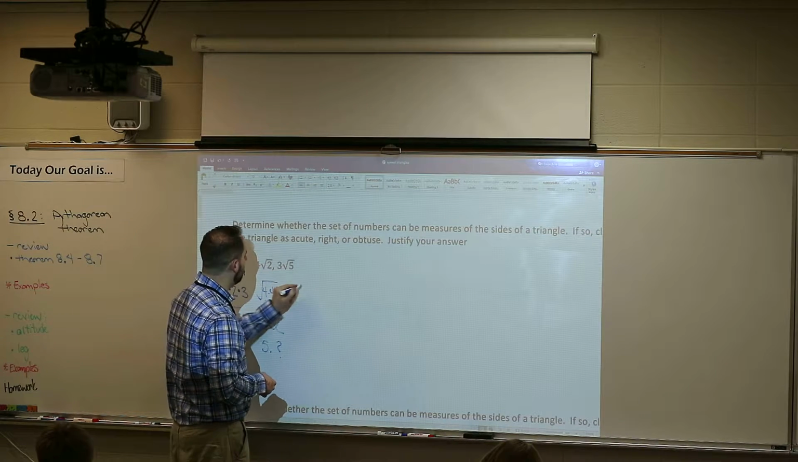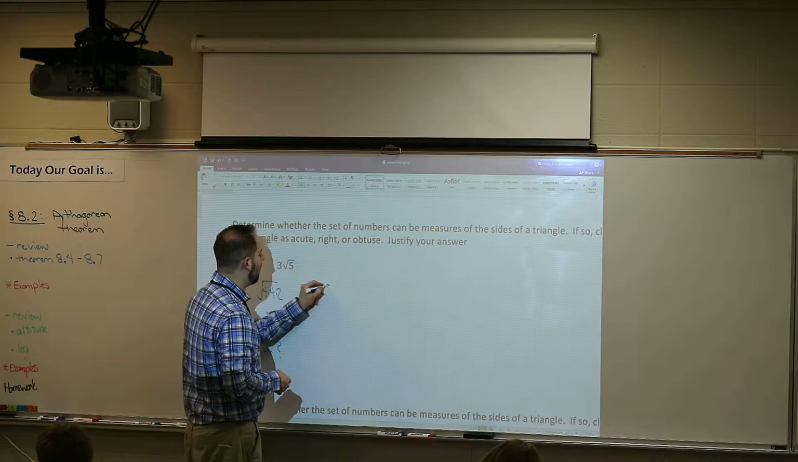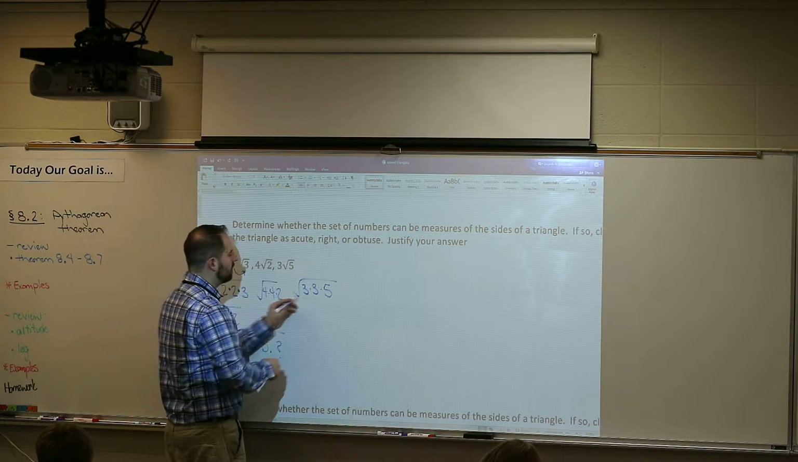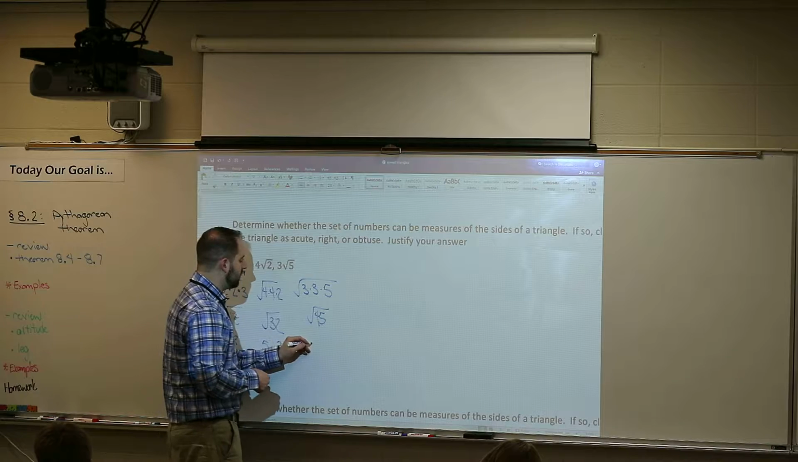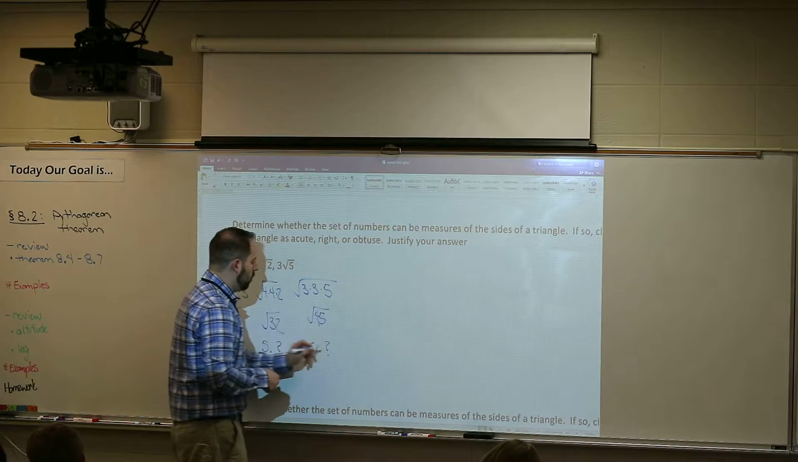And this number over here is 3 times 3 times 5. So I put the 3 back on the inside, which is 9 times 5, which is square root of 45, which is really close to 7. It's 6 point something. So which number is obviously bigger?